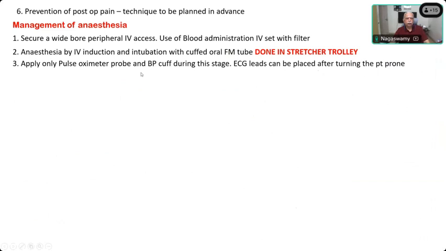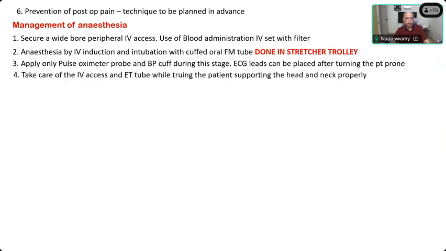And apply only the pulse oximeter probe and beat it up during this stage. ECG leads can be placed after turning the patient onto the operating table. And take care of IV access and ET tube while turning the patient, supporting the head and neck properly.